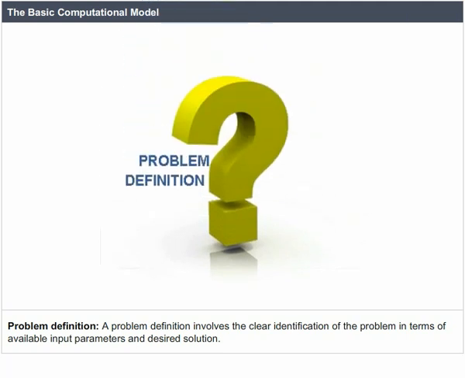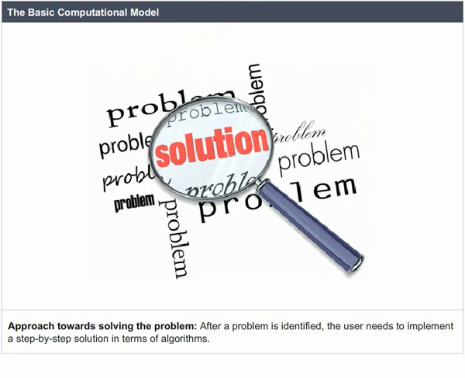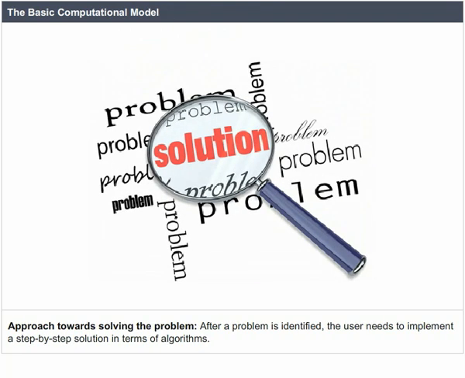The basic computational model. Introduction. Problem definition. A problem definition involves the clear identification of the problem in terms of available input parameters and desired solution. Approach towards solving the problem. After a problem is identified, the user needs to implement a step-by-step solution in terms of algorithms.